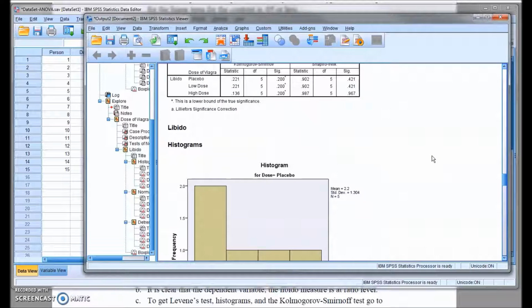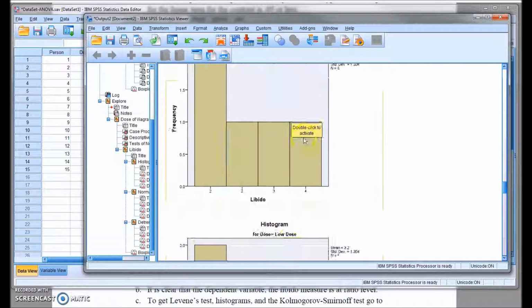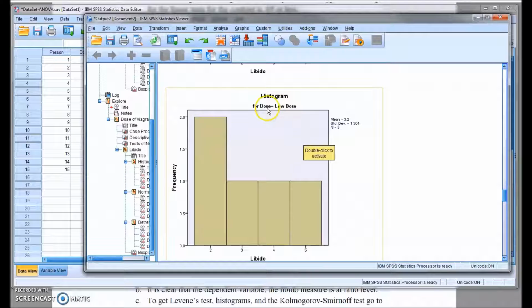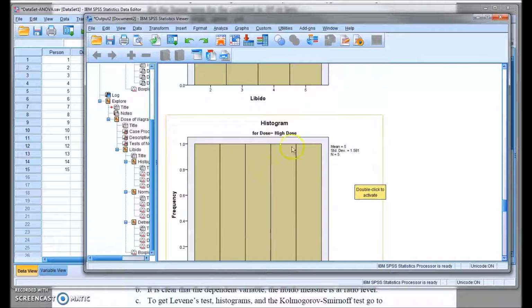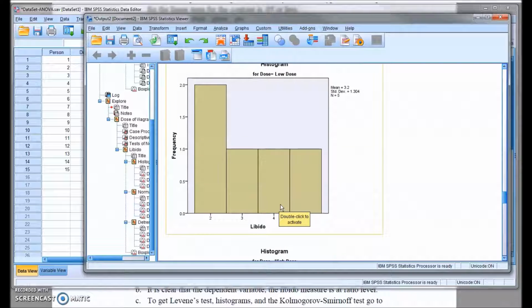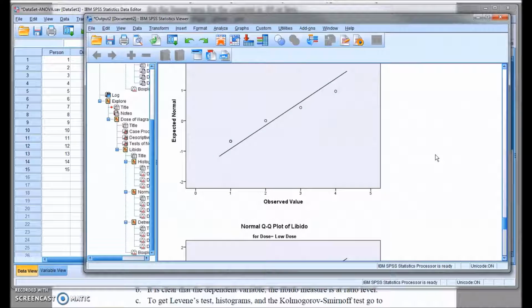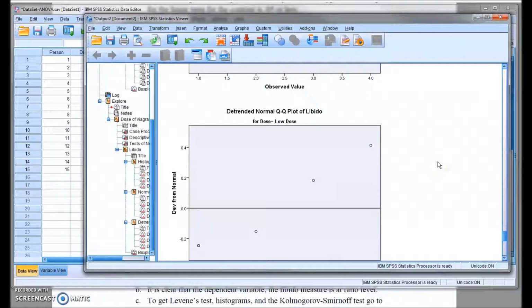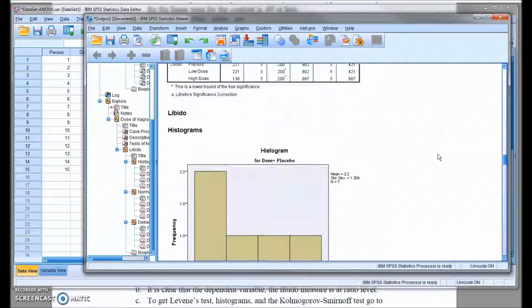So here is the histogram. This is the histogram for placebo, this is the histogram for low dose, and this is the histogram for high dose. Just looking at it, they do not satisfy normality. I know that n is not greater than or equal to 30 also. So let's look at my KS value.